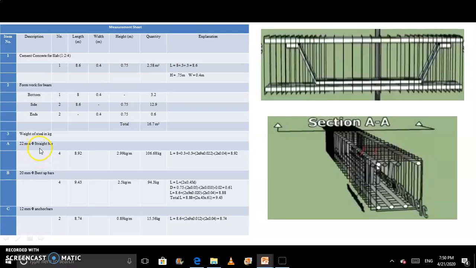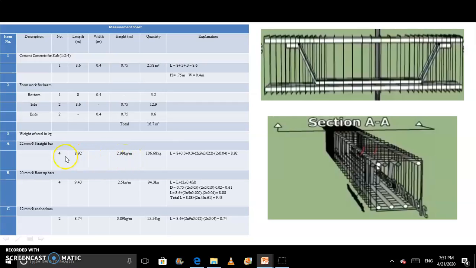We have 22 mm dia main bars and the number of bars is 4. So for 22 mm dia we have to calculate the weight of 1 meter of bar. So how do we calculate? With the help of d square upon 162. So d is 22, so 22 into 22 divided by 162. Here we get 2.99 kg per meter as a value.